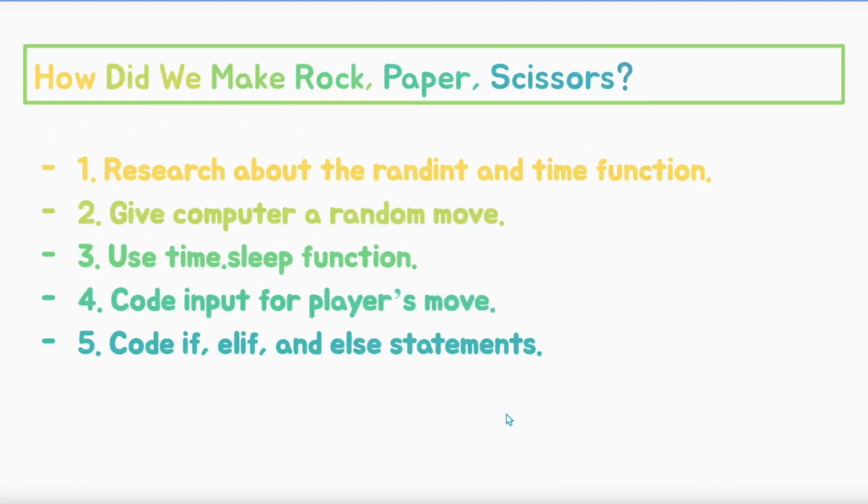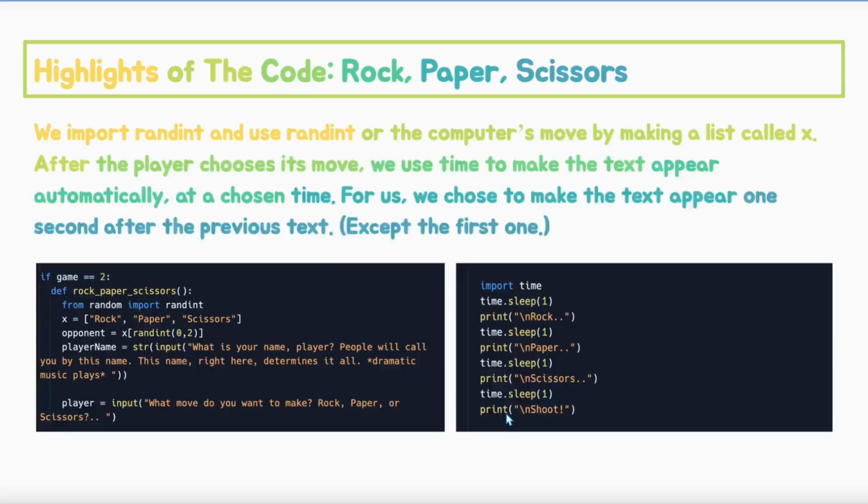We made it by researching about the random and time function, and then we gave the computer a random move. Then we used the time.sleep function and coded the input for the player's move. Then we coded if, elif, and else statements. Here are the highlights of the code.